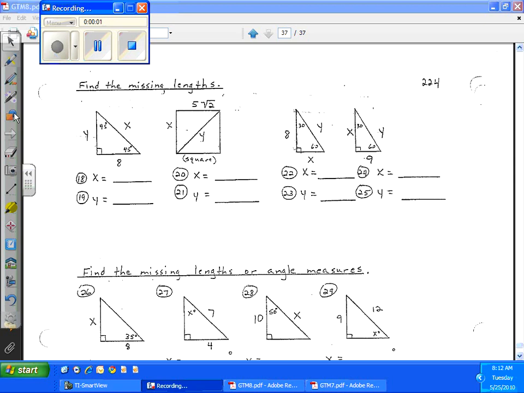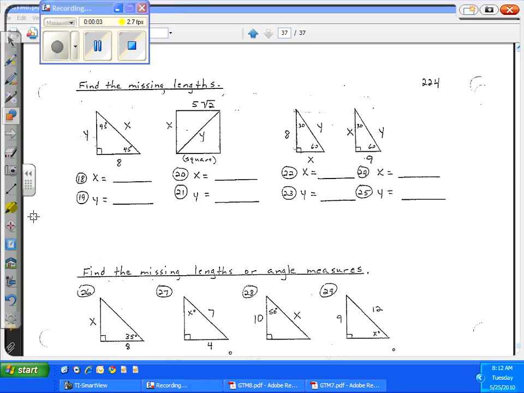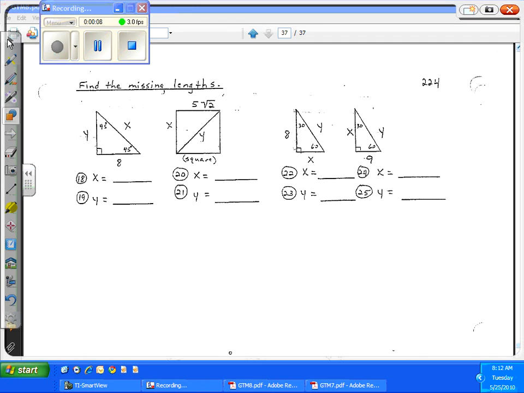We're going to do the second half of the Chapter 8 study guide. What we have here are the 30, 60, 90 and 45, 45, 90 triangle examples. And again, I'm going to solve both ways. We're going to use the formulas in a 45, 45, 90 triangle.